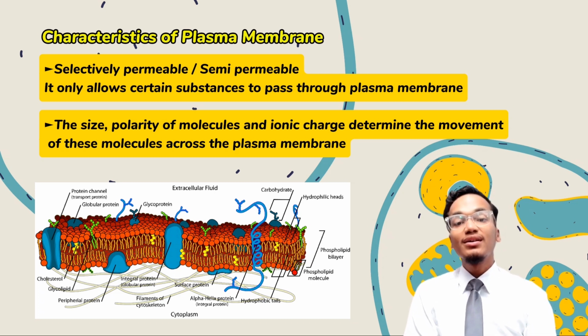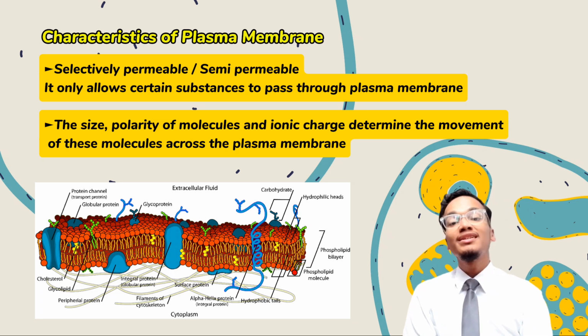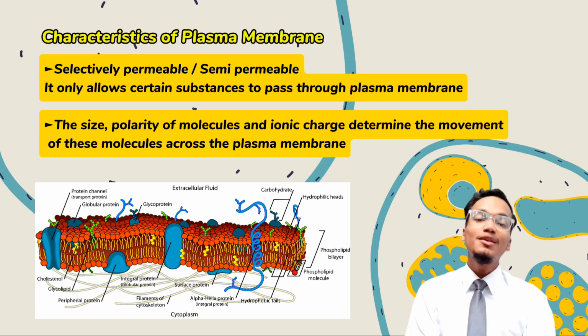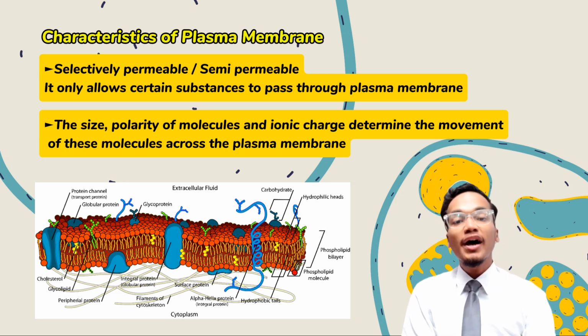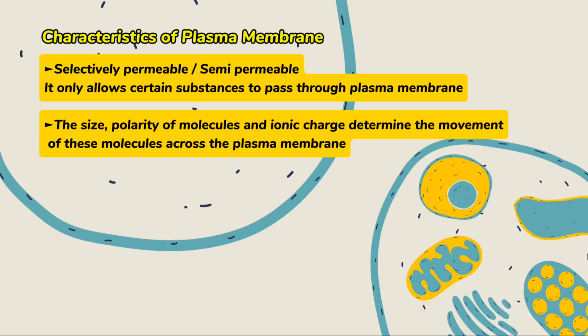The second point is size, polarity and charges. The movement of molecules across the plasma membrane is determined by their size, polarity and also their ionic charges. Small non-polar molecules like oxygen and carbon dioxide will easily pass through, but larger and polar molecules such as glucose or ions will require specific transport proteins to cross the membrane.